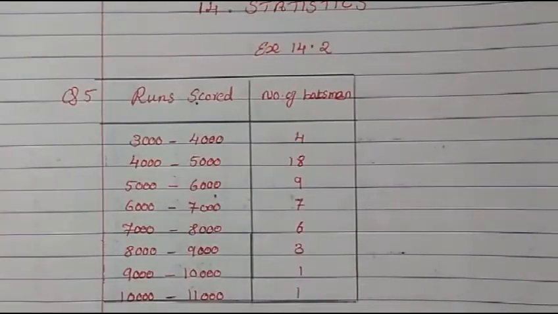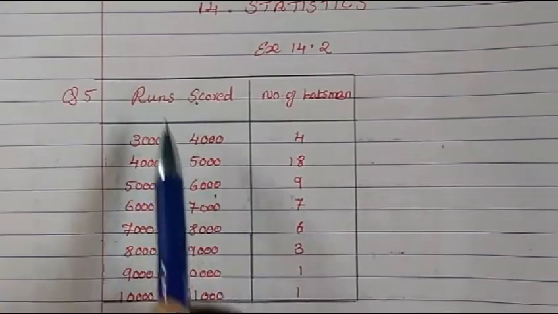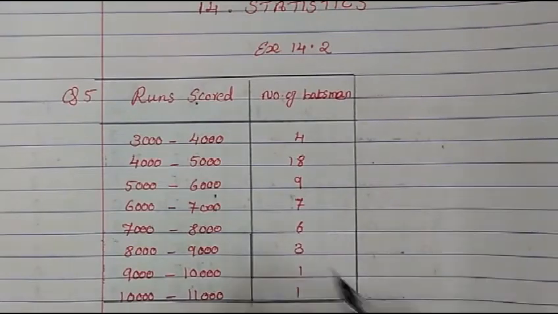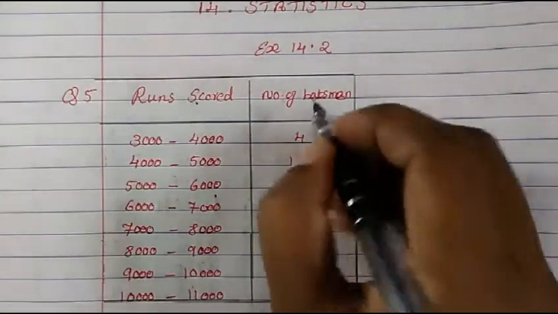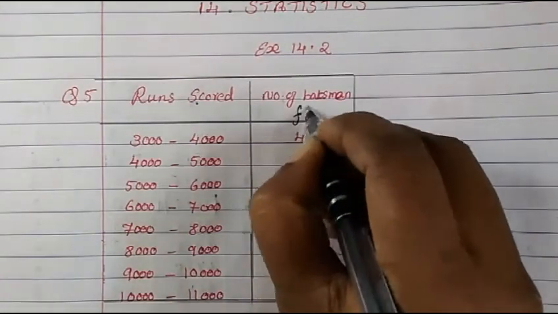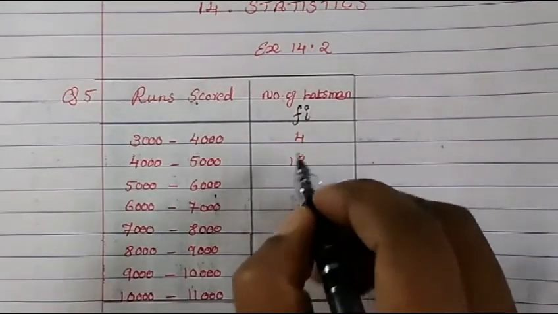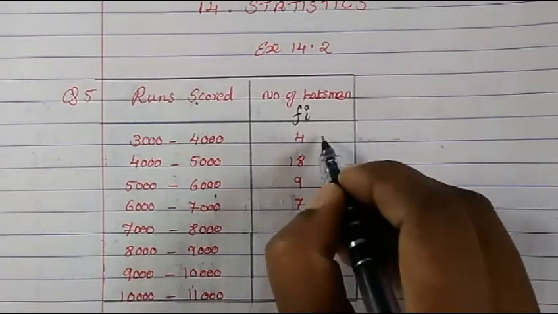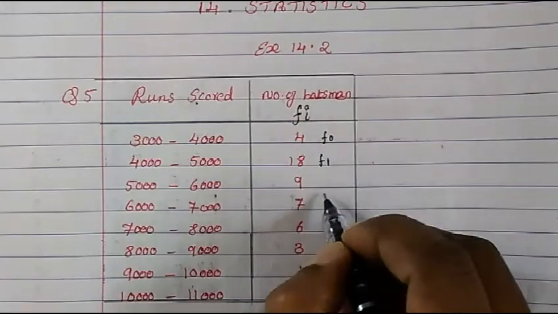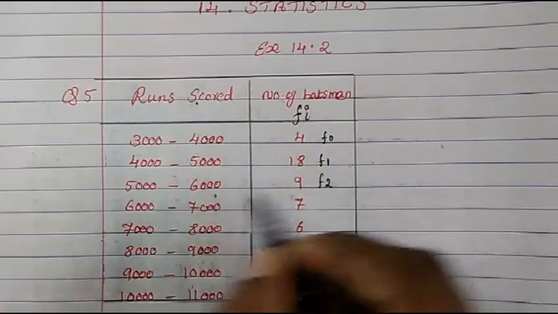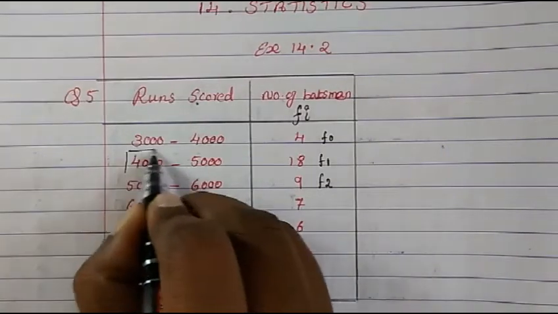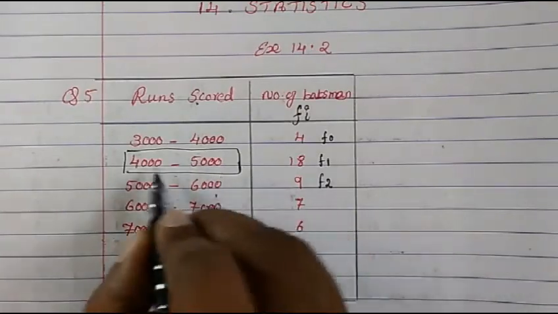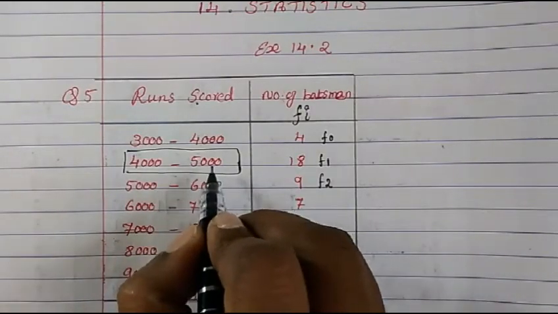I have copied down the table here, runs scored and the number of batsmen. I told you to find out the mode, you have to see the highest frequency. This is our frequency. Highest frequency is 18. So this becomes our F1. Before that one will become F0 and after that it will become F2. And the answer will be coming between this. So this is our modal class.